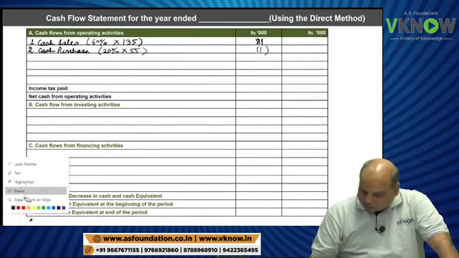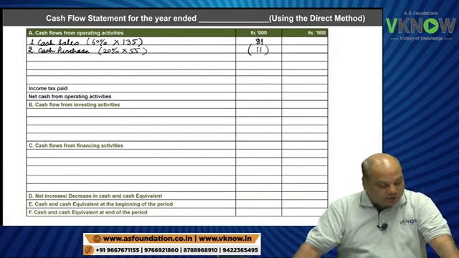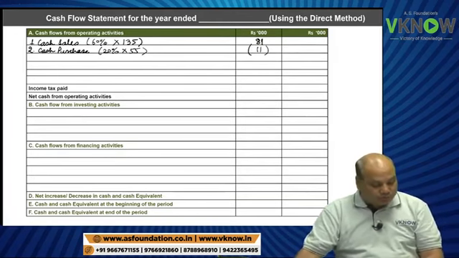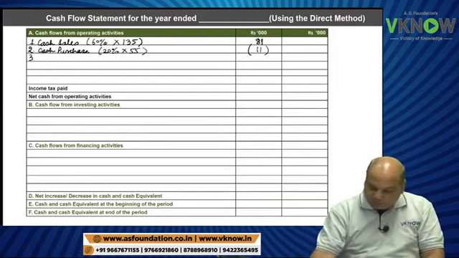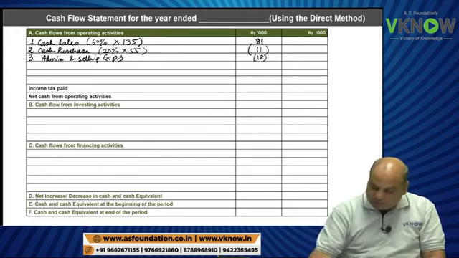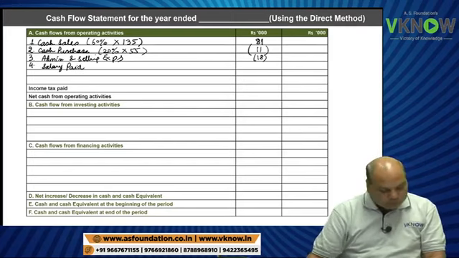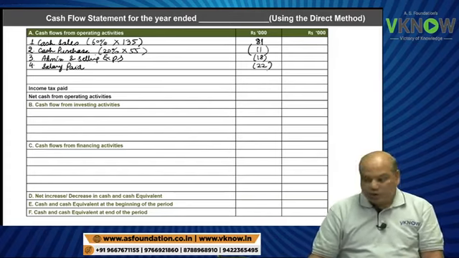What is the next line now? Come to the question again. Point number 3. Administration and selling expenses 18 crore and salary paid 22 crore. Directly write in operating activity. Administration and selling expense in bracket 18 crore, and then salary paid, point 4, salary paid 22 crore. Very good.